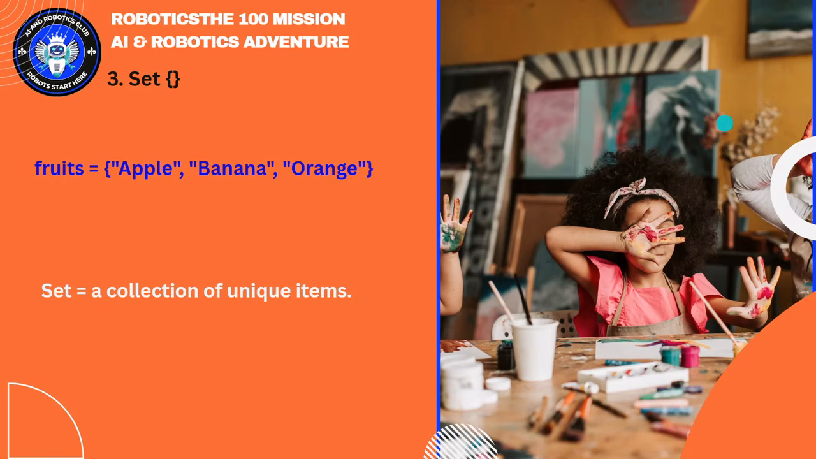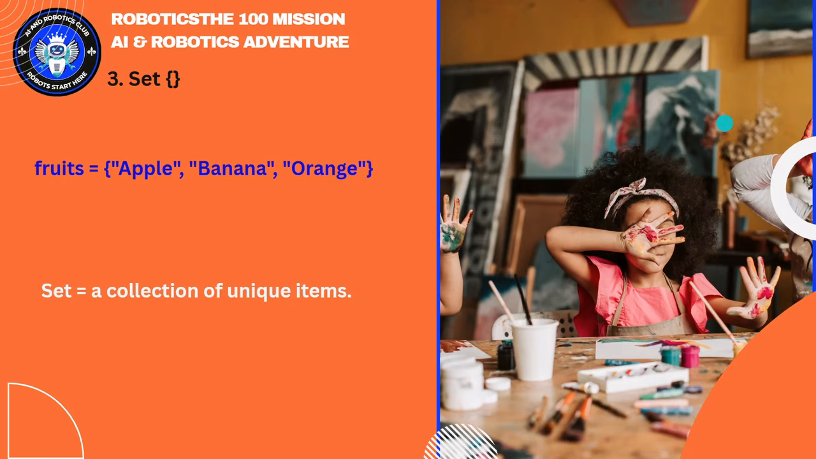Now let's look at sets. A set uses the middle brackets, or the wiggly brackets. It's the same thing, just the difference is the brackets. So what is a set? A set is useful when we want to store unique items. For example, fruit: apple, banana, orange.